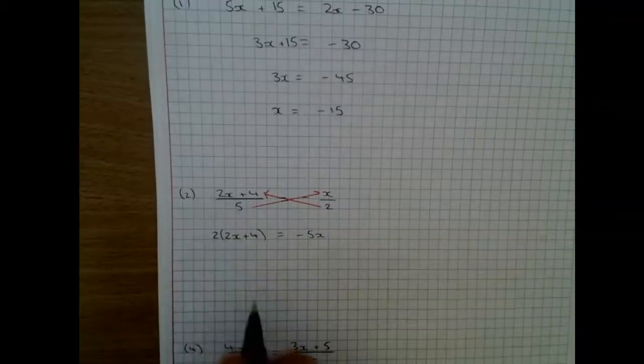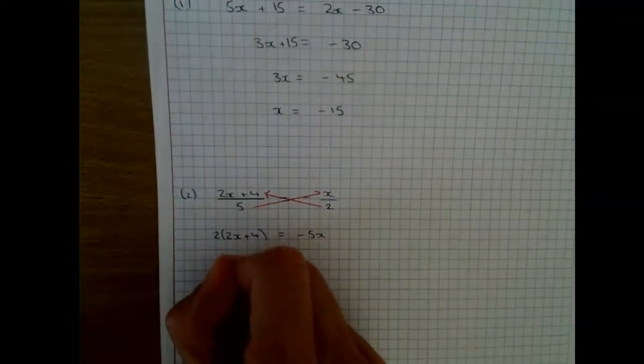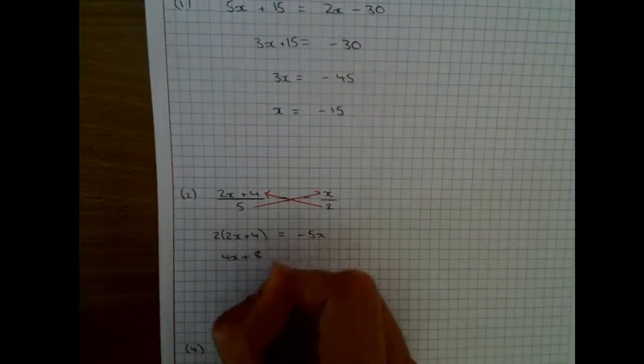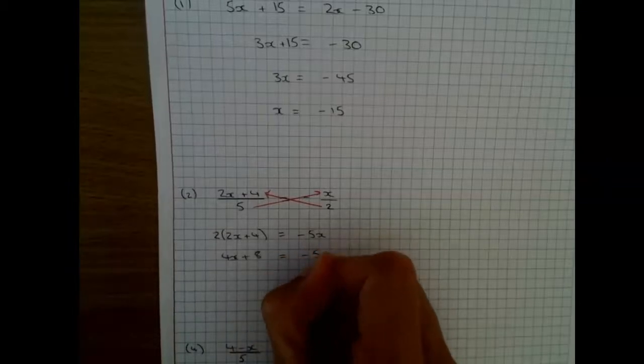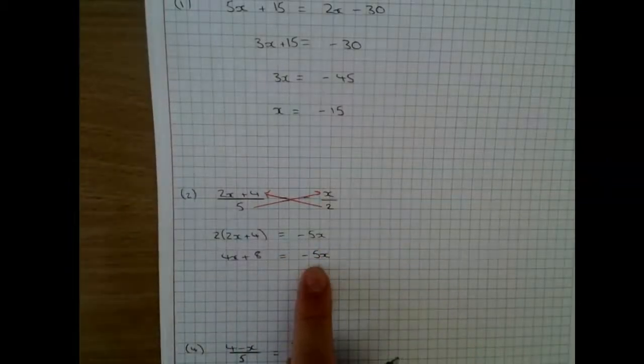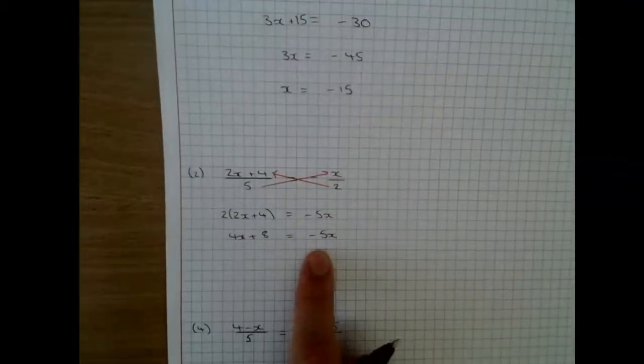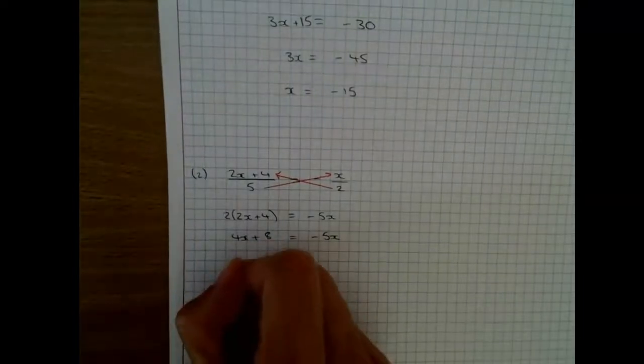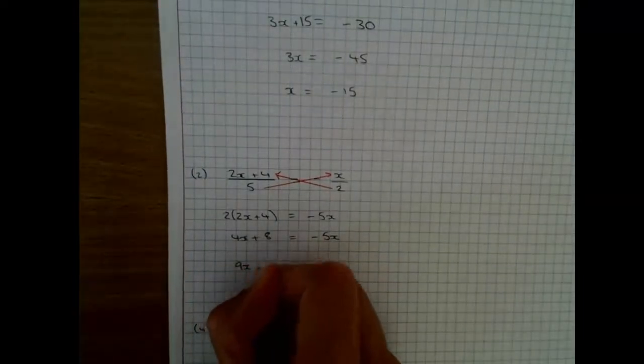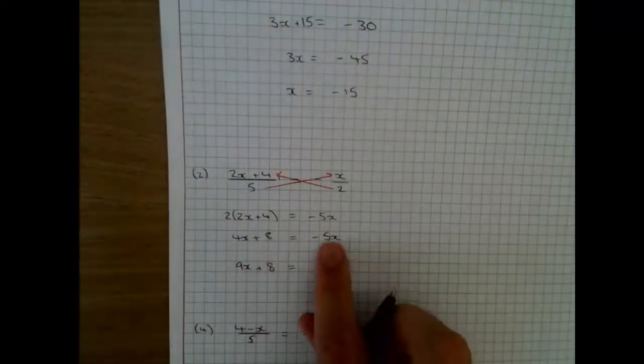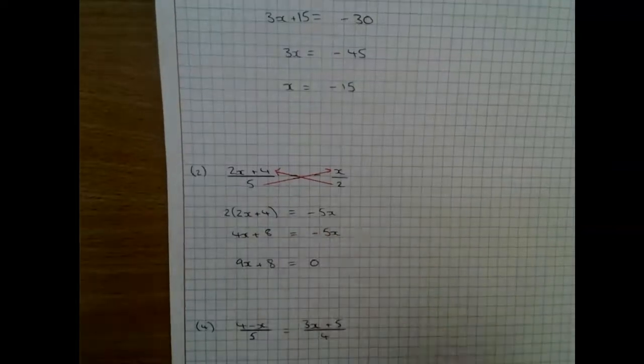So now I can expand this bracket. So I have 4x plus 8 is equal to negative 5x. Now, if I add 5x to both sides, this would become 9x. Still have the plus 8 is equal to, now if I've just added 5x to here, I've got nothing left on that side.